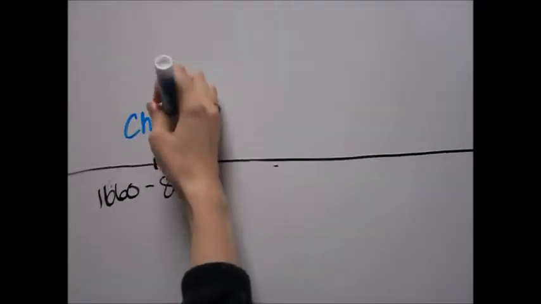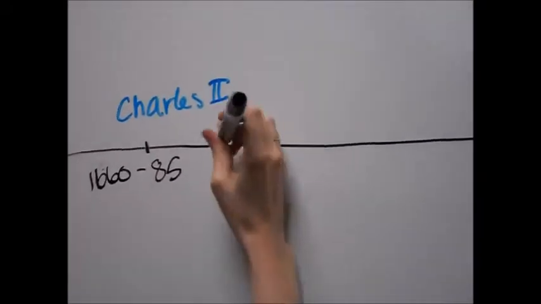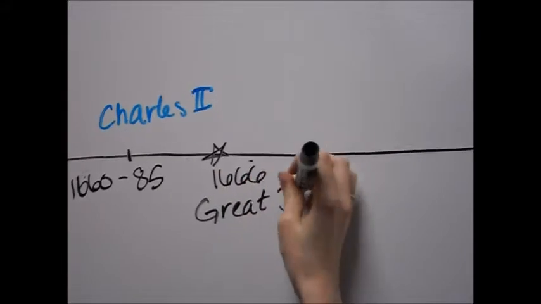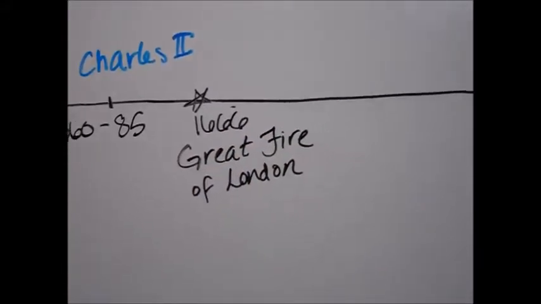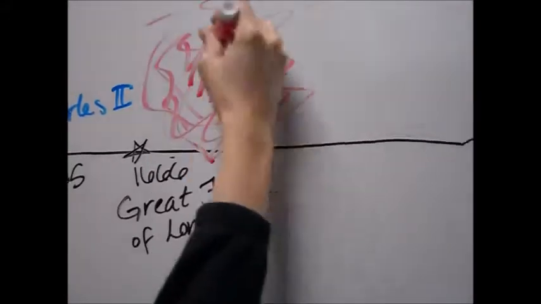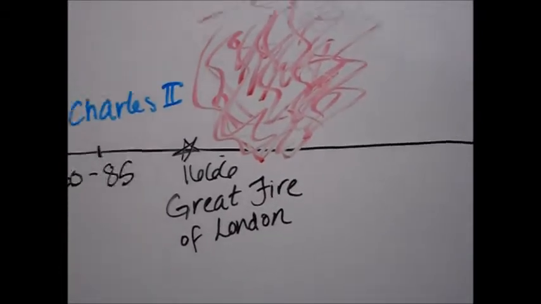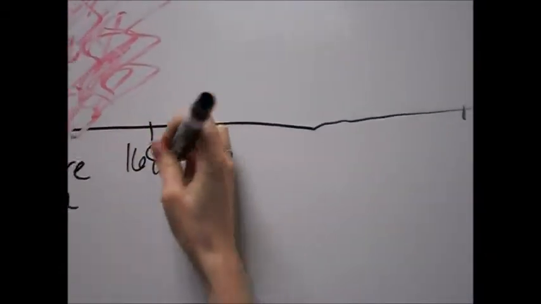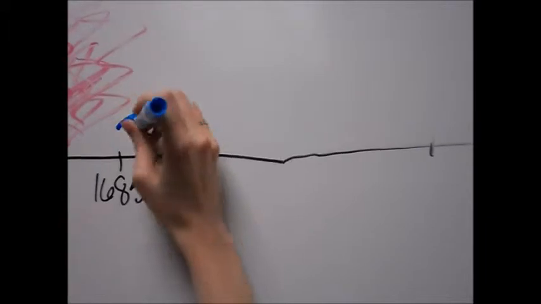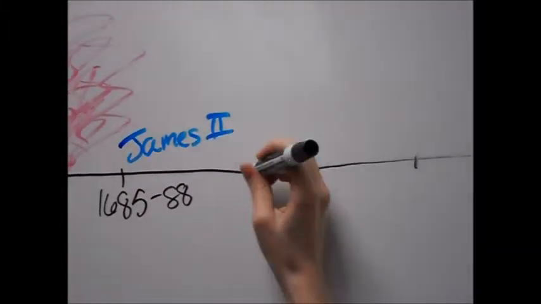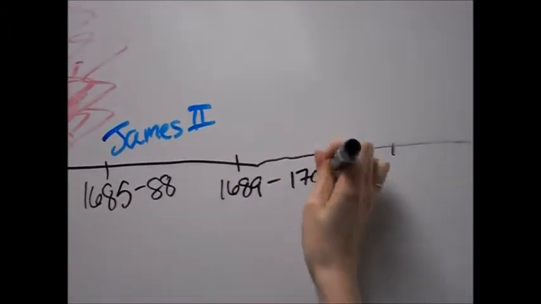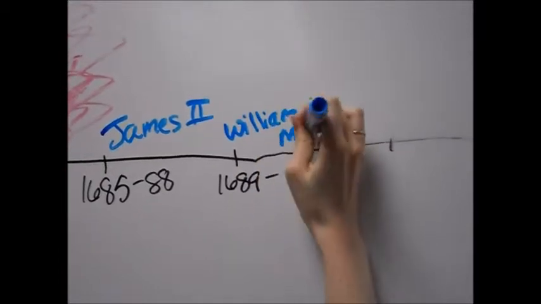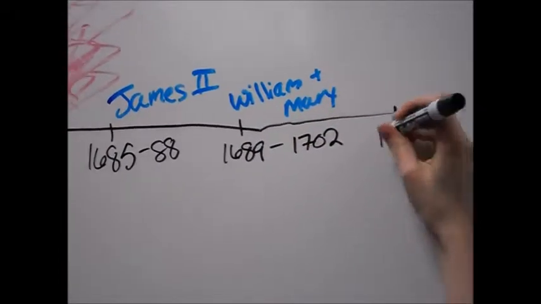Now, from 1660 to 85, we have Charles II. During his time was the Great Fire of London, which, though very tragic, did a great job of purifying the city of all the yuckiness that was the plagues. After which we have James II, who was ousted during the Glorious Revolution by William and Mary, who reigned from 1689 to 1702, and then from 1702 to 14 we have Anne.